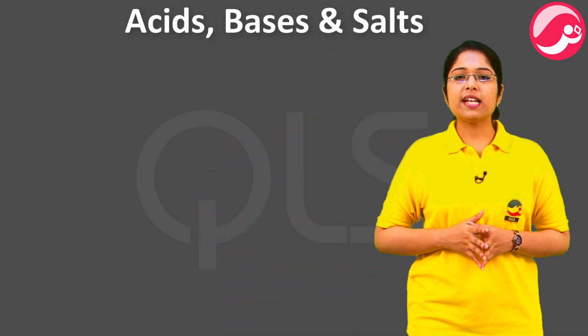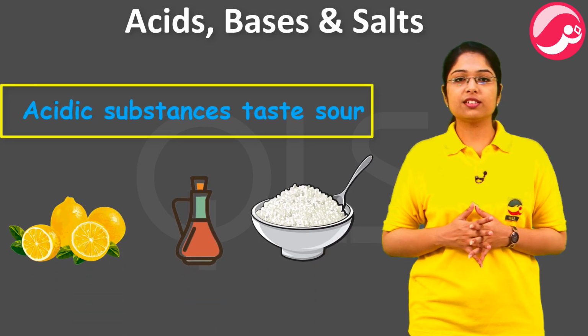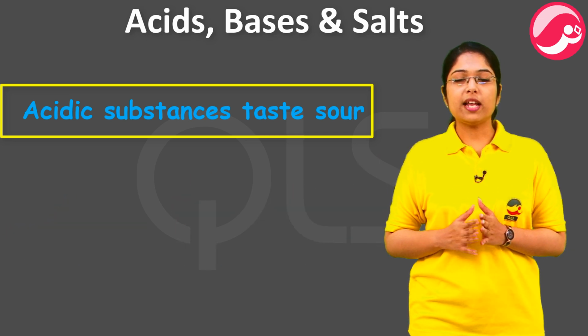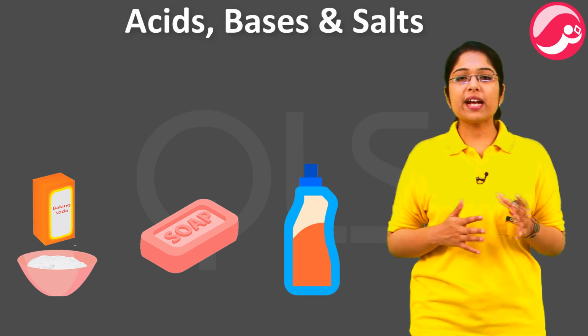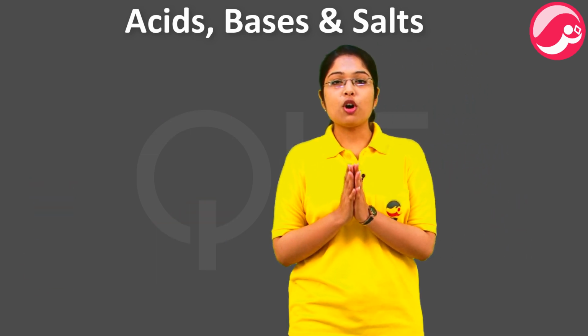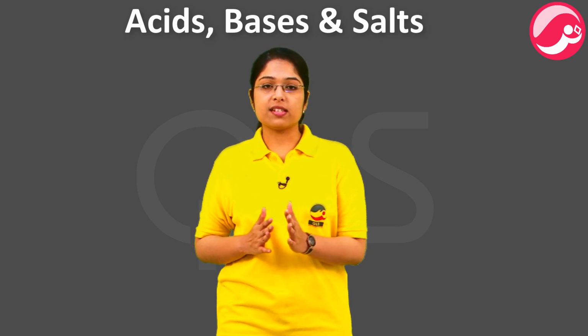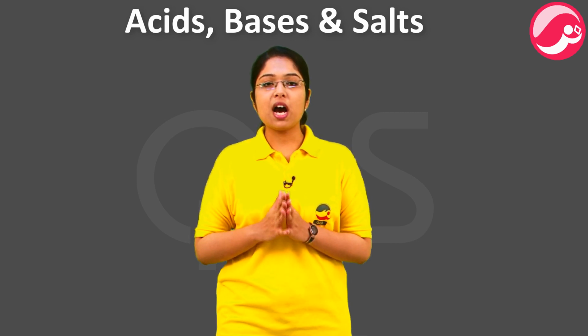You might remember that acidic substances taste sour like lemon, vinegar, curd, while the bitter tasting substances are basic in nature like baking soda, soaps and detergents. They also have a slippery kind of texture. You may also remember to distinguish between acids and bases without tasting them. Consumption of acids and bases can be harmful to our body.